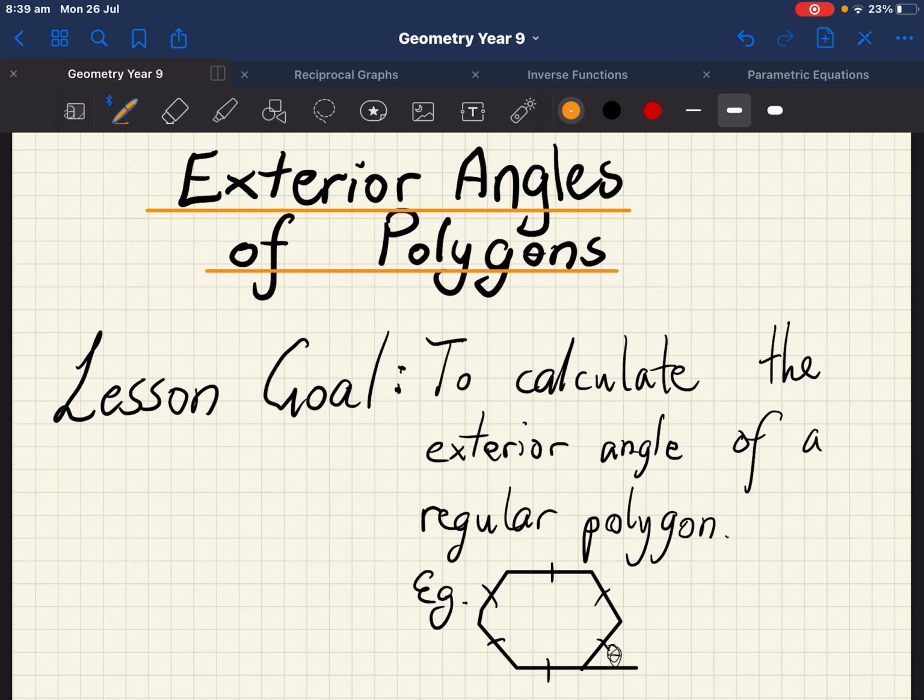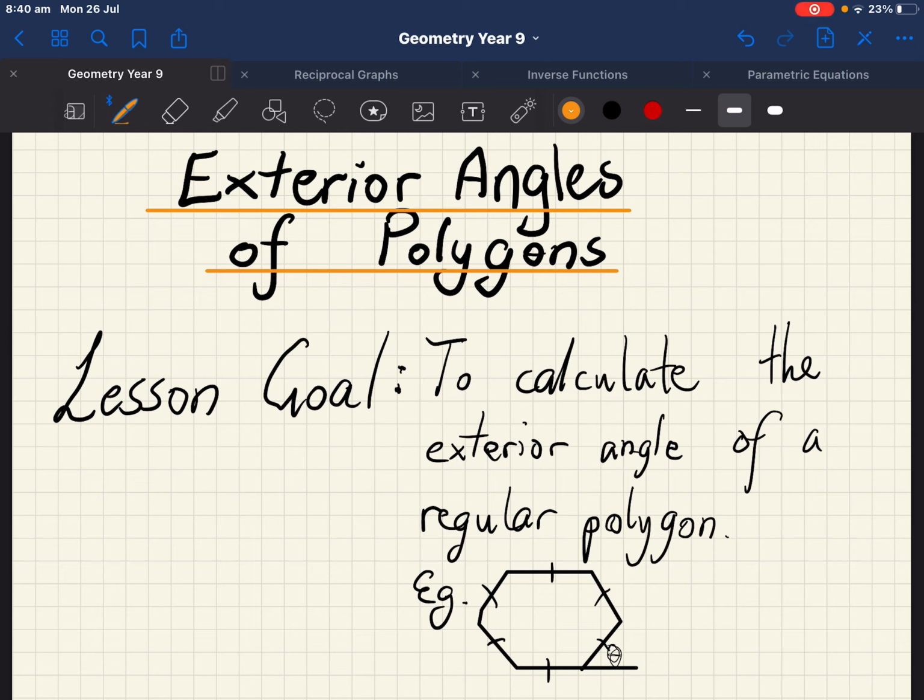And just like there was with a triangle, there's going to be a shortcut for this one, which is going to make the questions extremely easy for us. So what is our lesson goal? It's to calculate the exterior angle of a regular polygon. And here's an example of a typical sort of question you might be able to solve by the end of this video. So if you haven't yet, make sure you've got your maths book, pen and calculator. Pause the video if you need to and get our heading into your books, Exterior Angles of Polygons.